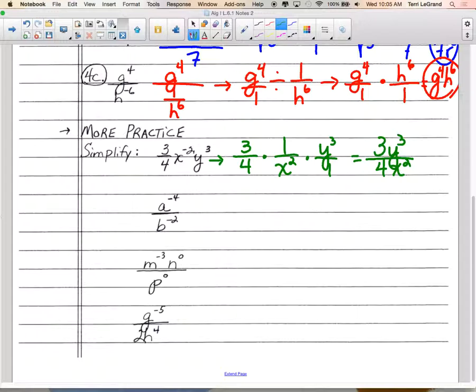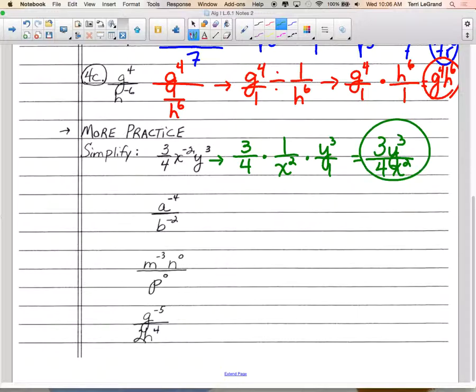Can we say we're done? Does it pass all the tests? Yeah. Where are those 3 tests again? No negative exponents. Numerator and denominator can't both be divided by something. And what was the other one? No zero exponents. So it passes all 3 of those tests. So we're going to say there's our answer.